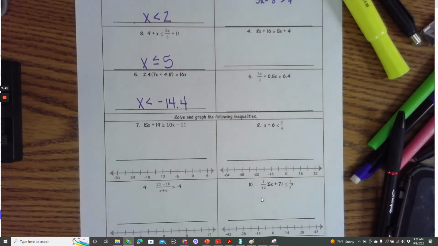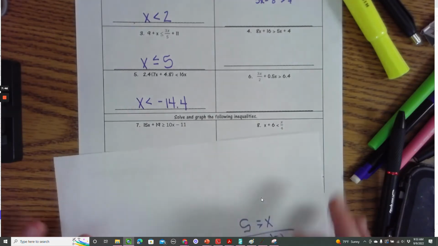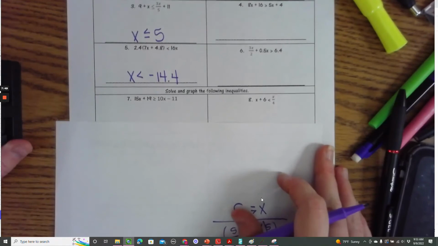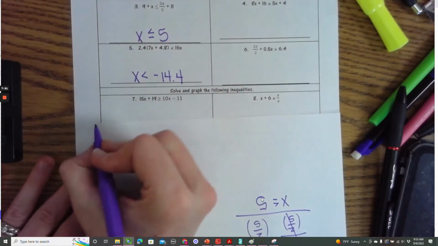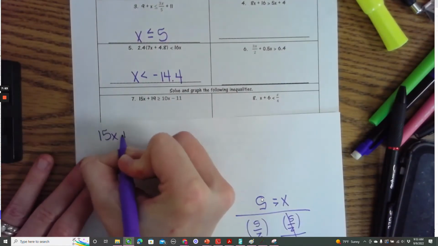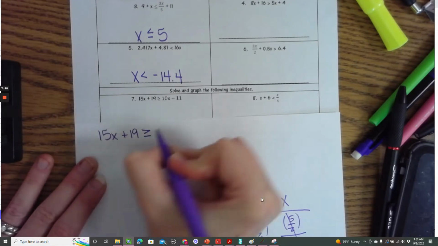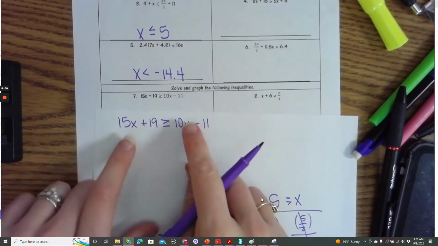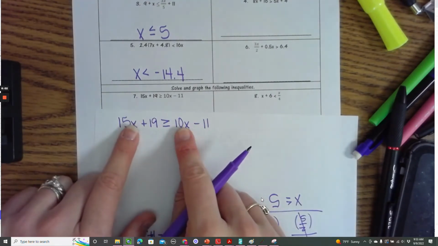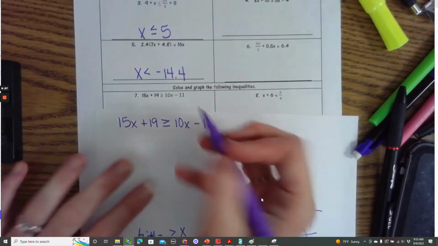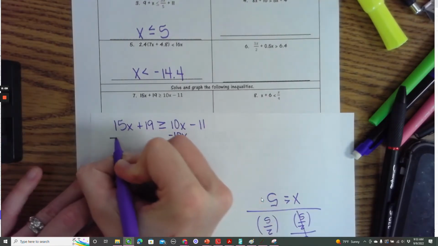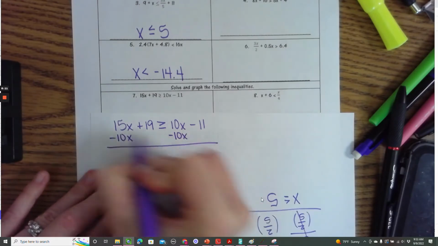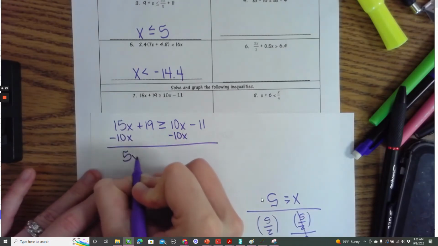Okay, graphing. So first off, we've got to solve before we can graph. So number 7, 15x plus 19 greater than or equal to 10x minus 11. All right, so I got an x on both sides, so I got to move them together. Which of these am I going to move? The 10, it's smaller. So 15 minus 10 is 5.